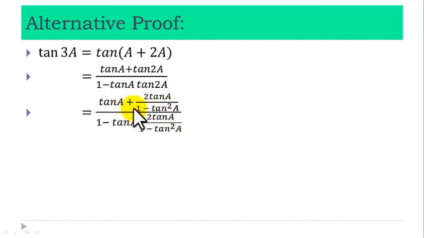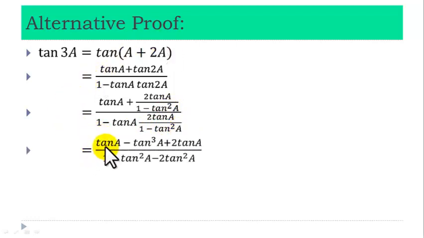The LCM in the numerator is 1 minus tan squared A. Also, the LCM in the denominator is 1 minus tan squared A. So this will then give us tan A minus tan cube A plus 2 tan A all over 1 minus tan squared A in the numerator, all over 1 minus tan squared A minus 2 tan squared A all over 1 minus tan squared A in the denominator. 1 minus tan squared A will cancel out, so that will then leave us with this: tan A minus tan cube A plus 2 tan A all over 1 minus tan squared A minus 2 tan squared A.